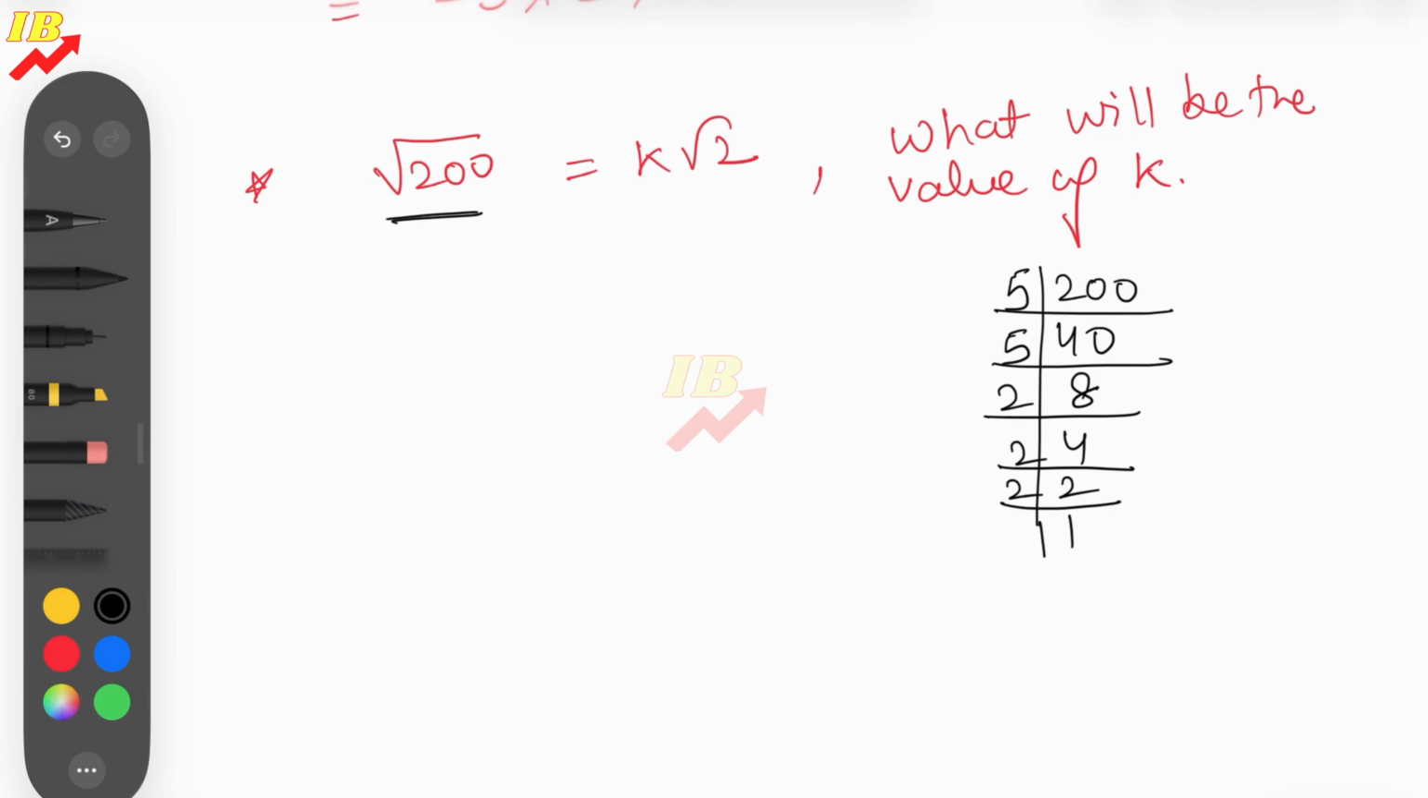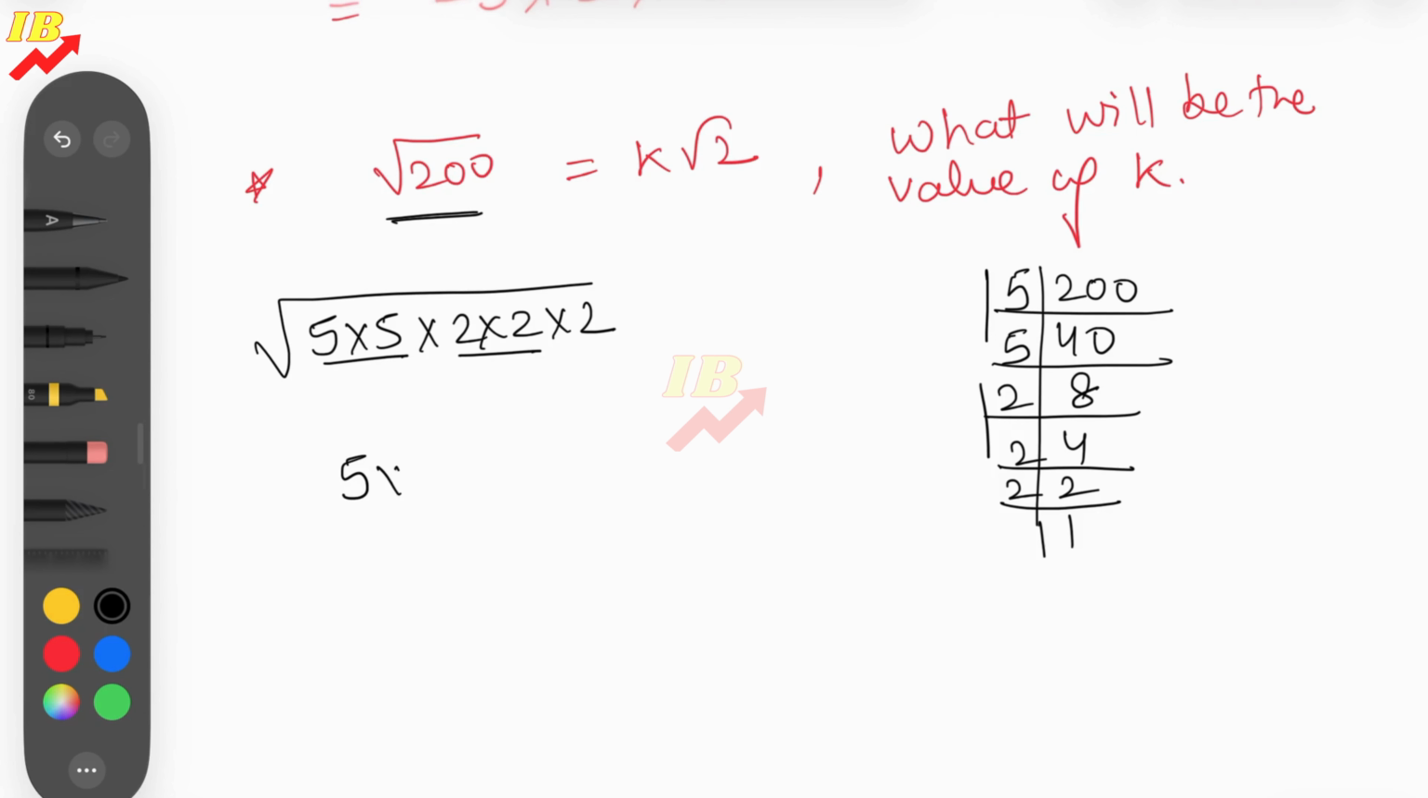Now how many pairs can you see? This is one pair of 5 and 5, and this is another pair of 2 and 2, and one 2 is remaining here, right? So it is your liking if you want to write it like this: 5 times 5, 2 times 2, and one more 2. Make a pair here and take 5 times 2 outside, and root 2 stays inside, because that is an unpaired one. We are putting it under the root only. We're not going to take it out because it is unpaired.